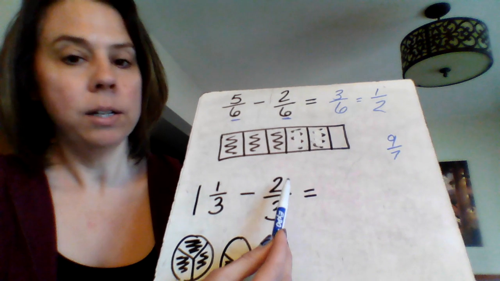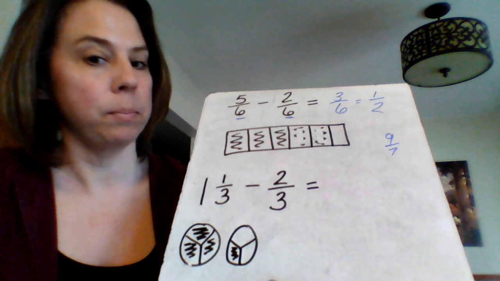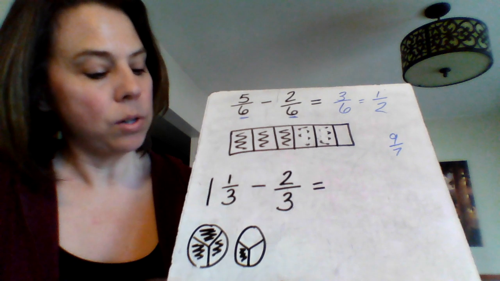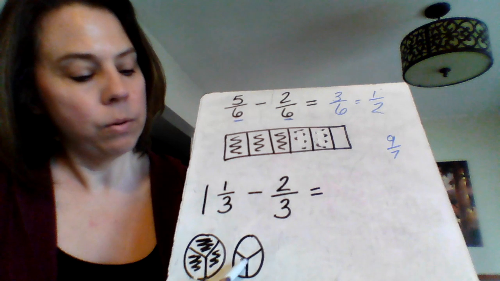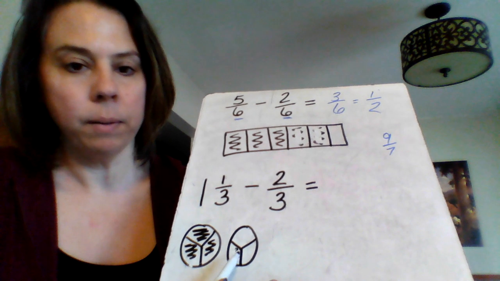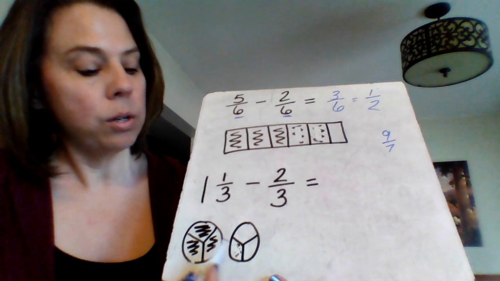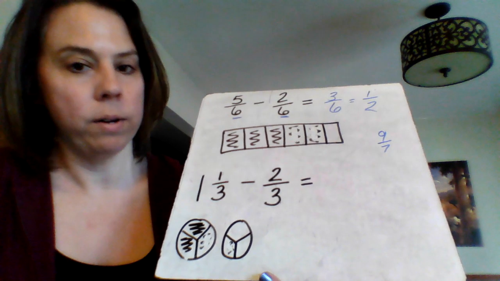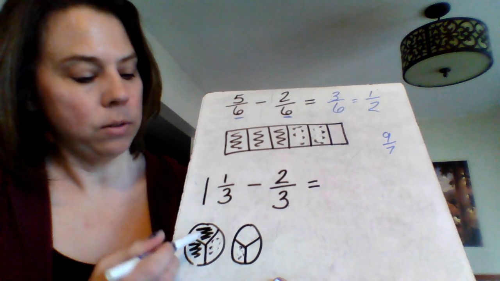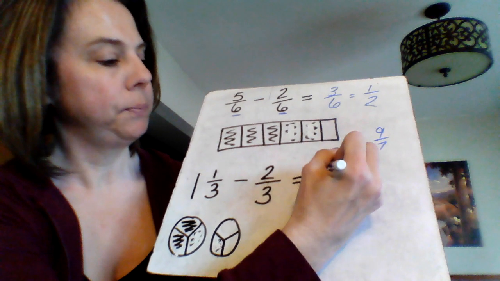We're going to eat 2 of those 3 pieces that are available in the pizza or the whole. And so we take 1 from this whole, and then there aren't 2 in this whole to take from. And so we need to regroup, or we need to go back to our other whole and take 1 from there. And so now we are left with 2/3.